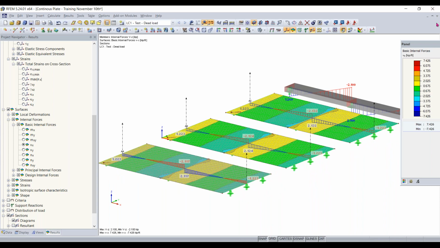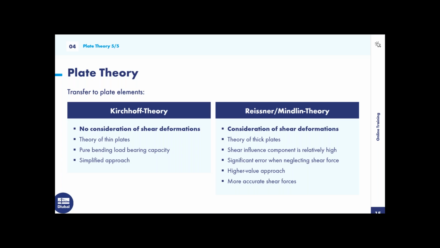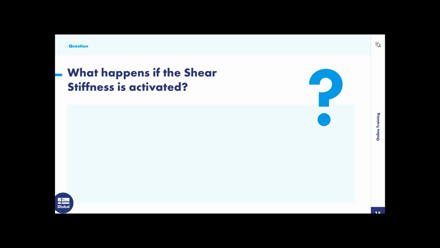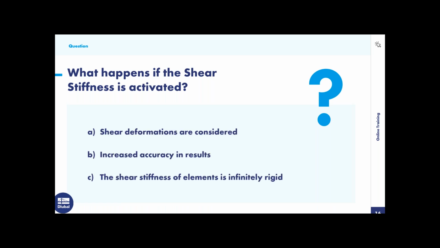So now back to the PowerPoint real quick. I just have another question to ask everyone, just to check and make sure everyone's understanding is okay. So basically, the question is, what happens if the shear stiffness is activated? And here are the answers to choose from, and then I'll give everyone about 30 seconds to look over and think about it, and you can also put your answers in the chat if you'd like, and we can go over it.